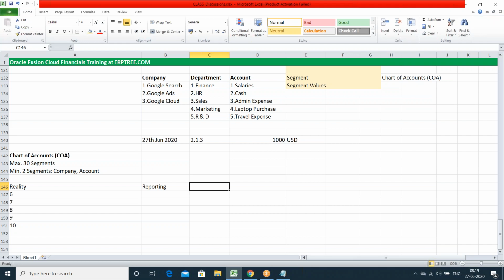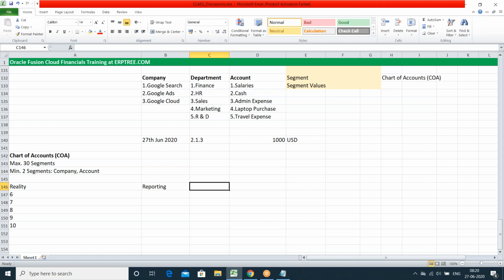If you want to generate the reports, first you have to capture the data. If you want to capture the data, you have to take that element into the chart of accounts as a segment. Whichever data you want to capture in each and every transaction, you have to take as a segment. With the help of that segment, you can capture the details so that the data would be available. The same you can use for reporting.